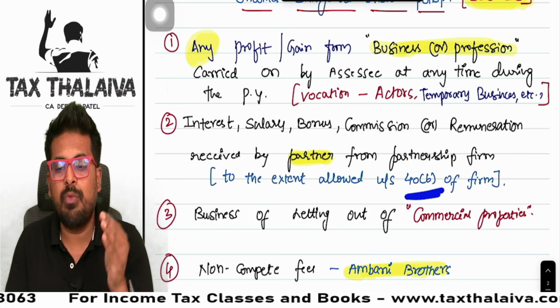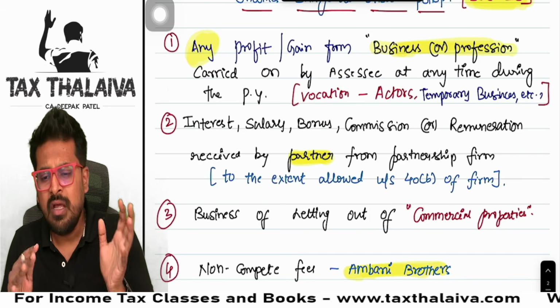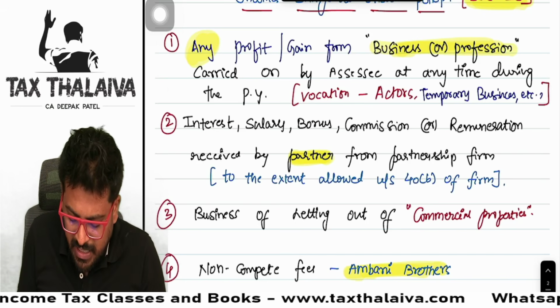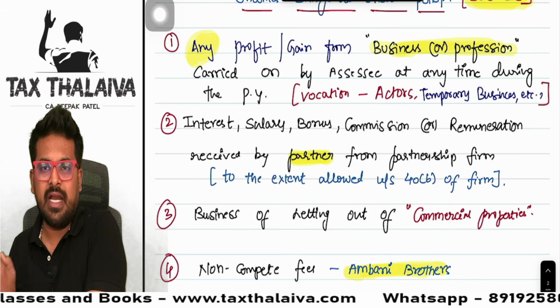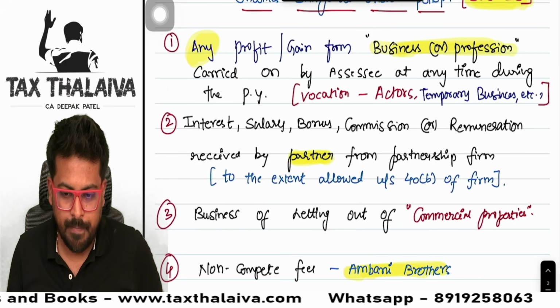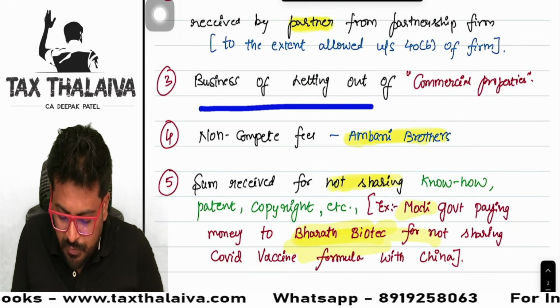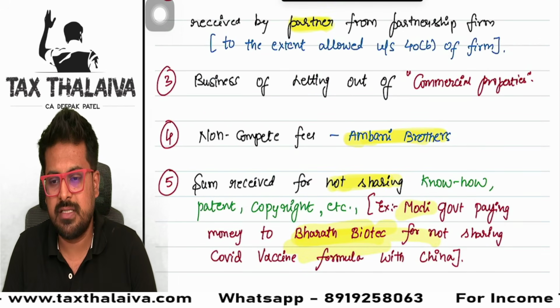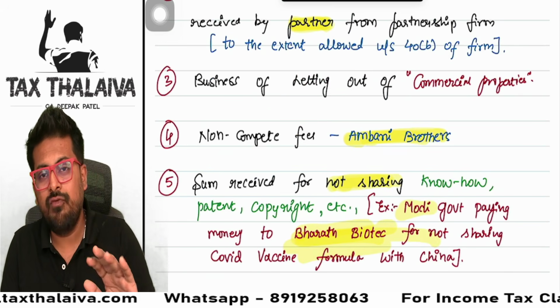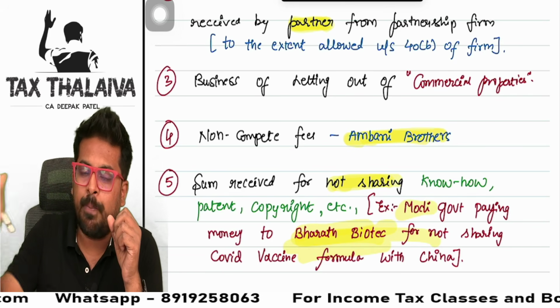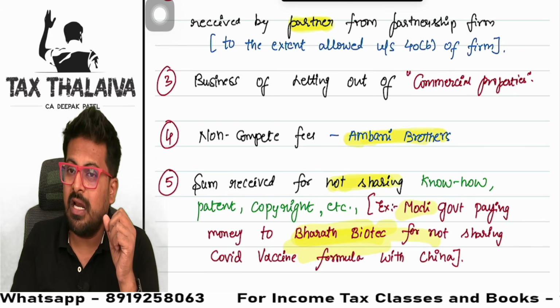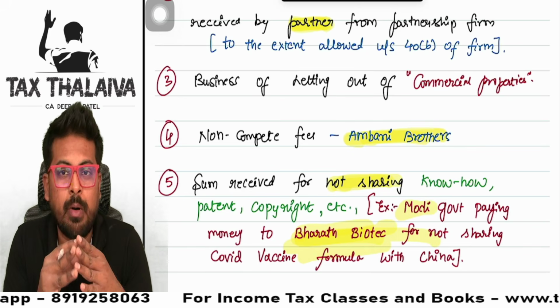Further, we will be discussing section 40B. At that time, you will understand what is meant by 'to the extent allowed under section 40B'. Don't worry, at the end I will be teaching you 40B also. The third item is business of letting out of commercial properties. Now, generally, we have learnt under income from house property that if you let out any house property, in that case, rental income would be taxed under the income from house property head.